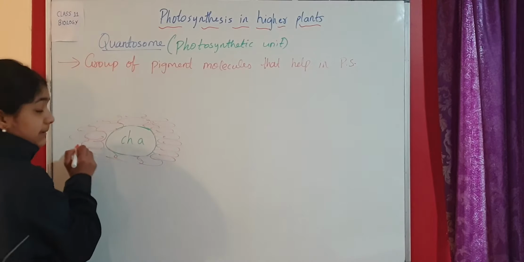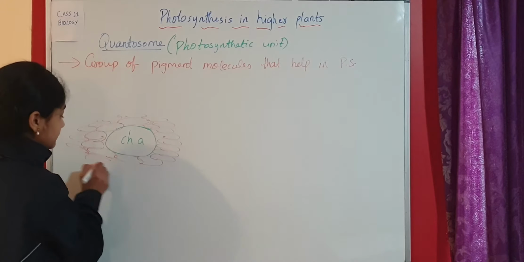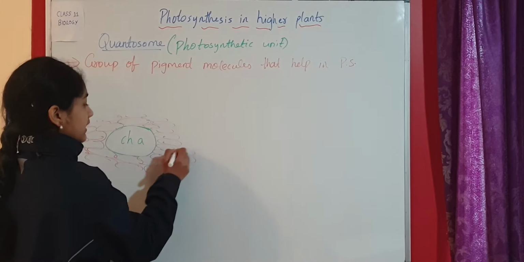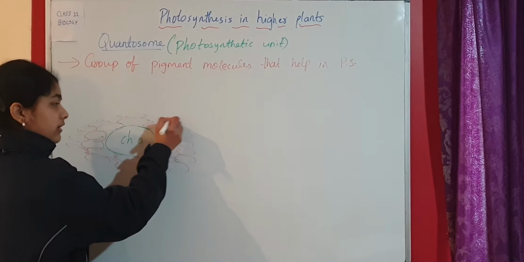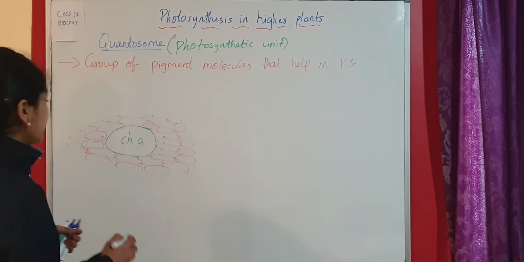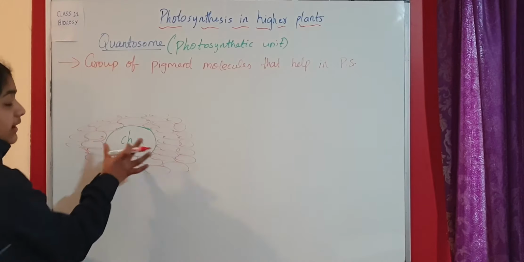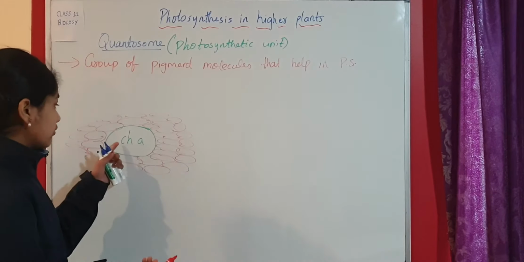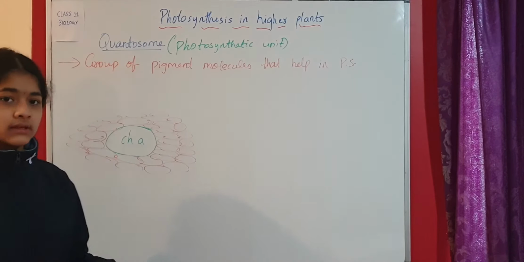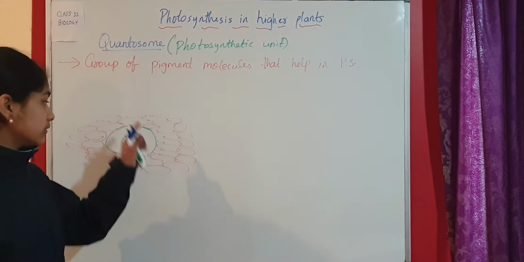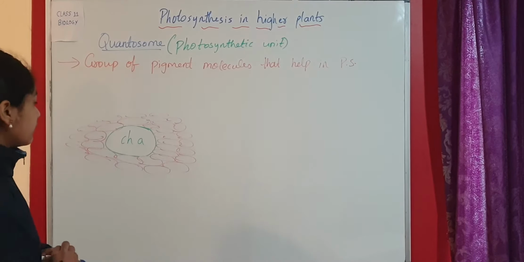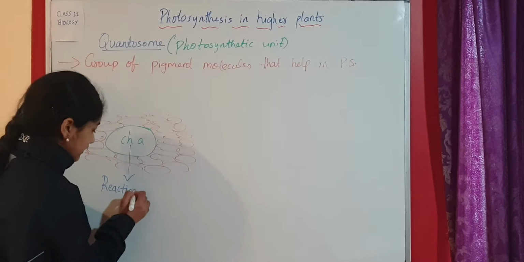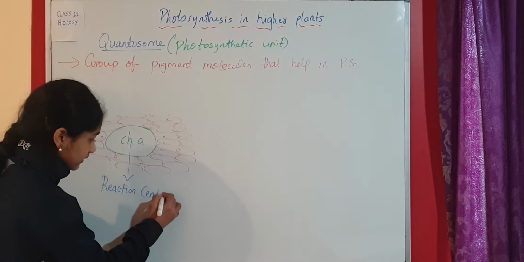They could be chlorophyll B, C, D, E, and bacteriochlorophyll, some other phycobilins, or they could be carotenoids like carotene, xanthophylls, etc. Now this is how it looks. So we have the chlorophyll A and other pigments. Apart from chlorophyll A, the other pigments we have discussed are present around this main pigment. Now this chlorophyll A is called the reaction center chlorophyll.